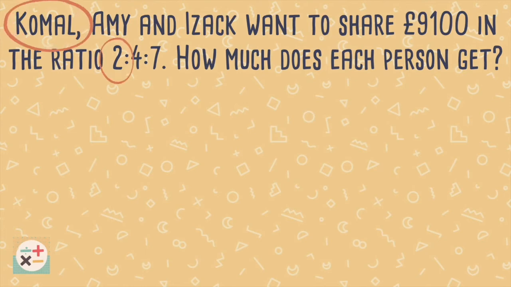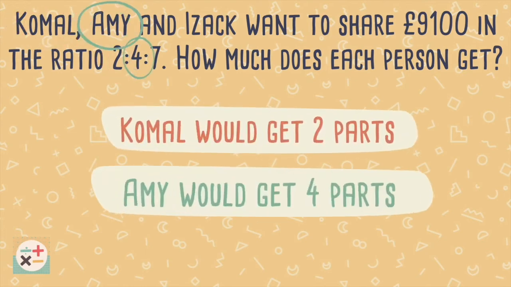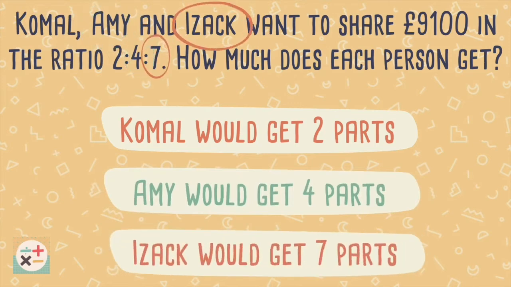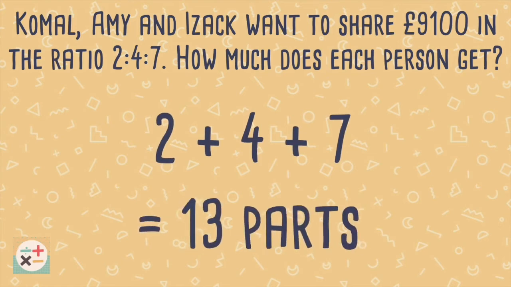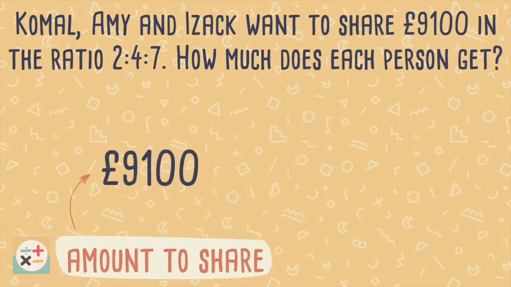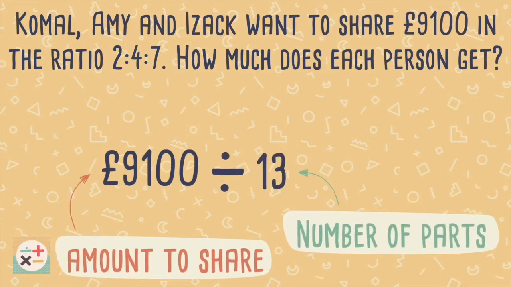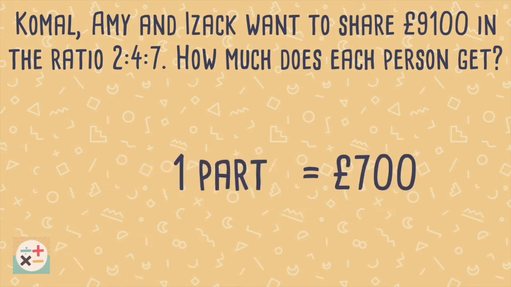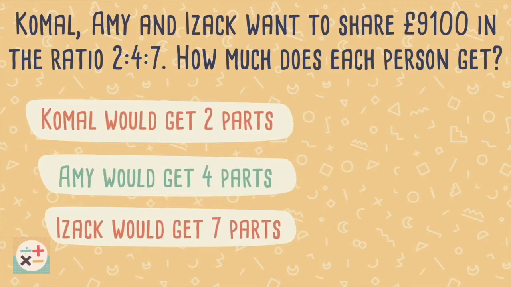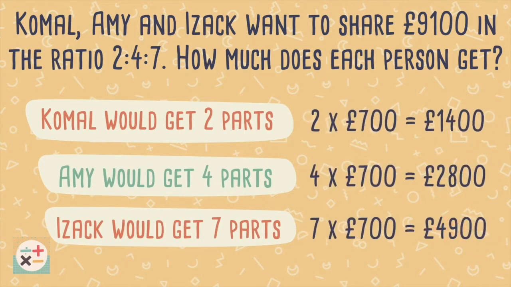Now let's look at a popular example. Koma, Ami and Isaac want to share 9,100 pounds. Koma will get 2 parts according to the ratio, Ami will get 4 parts, and Isaac will get 7 parts. To find what each part represents, we have to add up to get the total parts. So 2 plus 4 plus 7 gives us 13 parts altogether. We use these 13 parts to divide the total amount to get what each part represents in the currency. When you divide this, you get 700 pounds. So one part is 700 pounds. It means Koma, who has 2 parts, will get 2 times 700, that's 1,400 pounds.